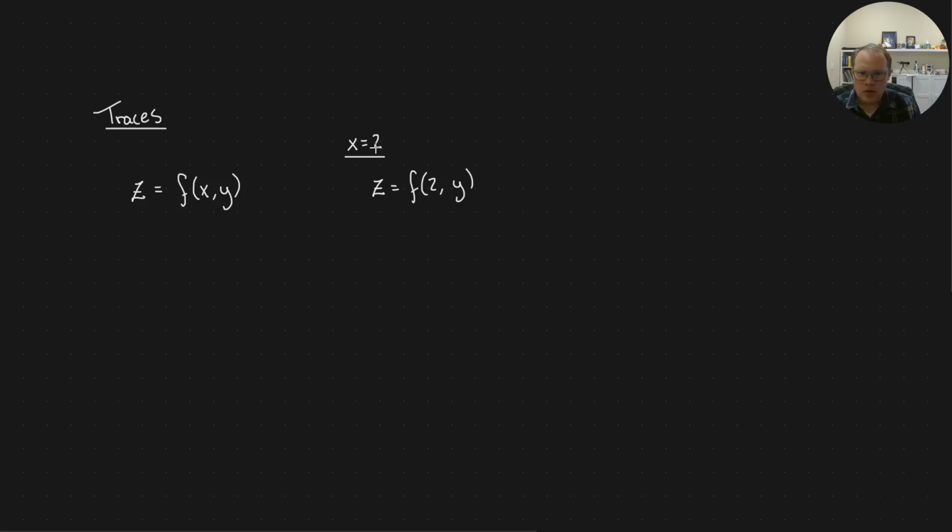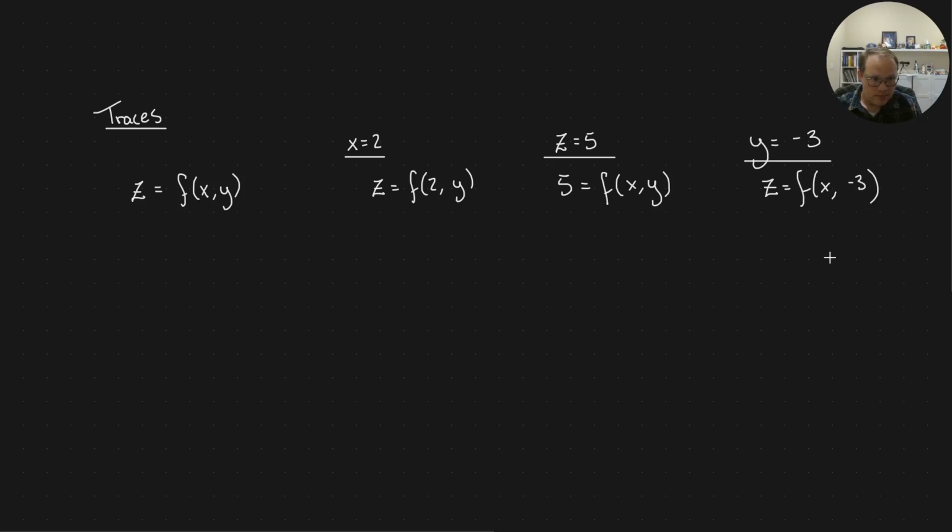surface, right? So x equals 2, or I could do z equals 5. I just set the z equal to 5, and again, I have an equation of only two variables, in this case, x and y. And I could do that for y also, and get an equation of just x and z.